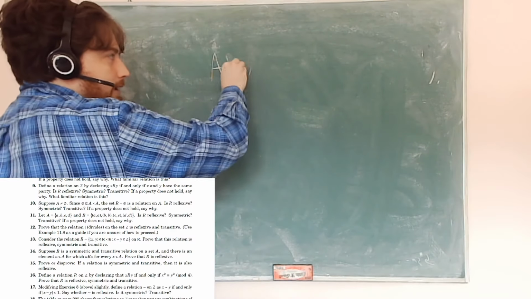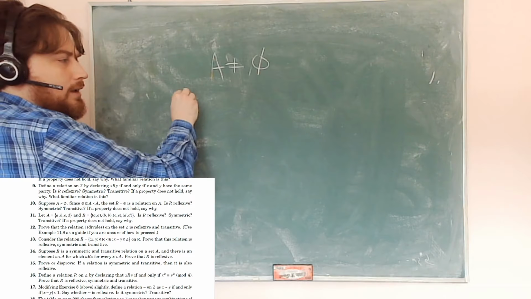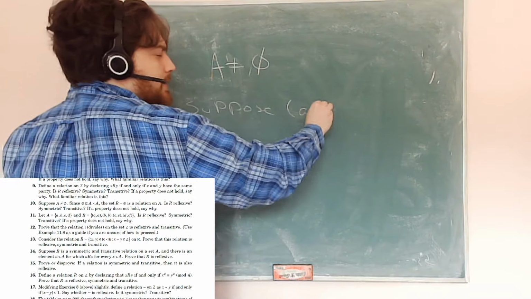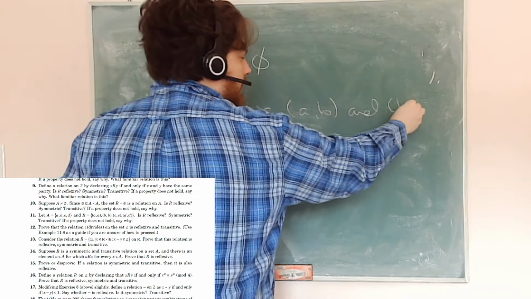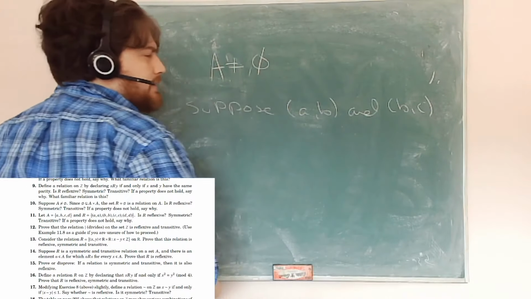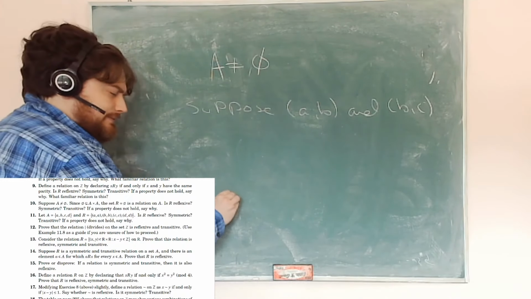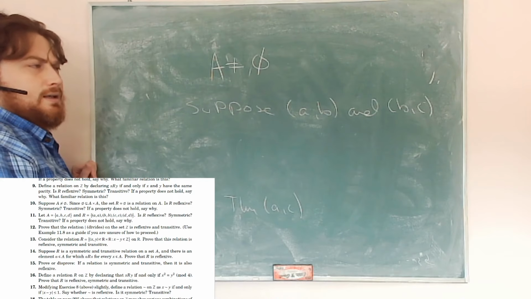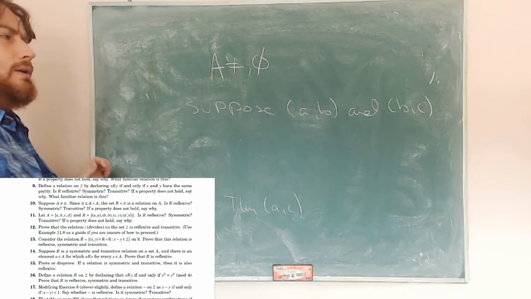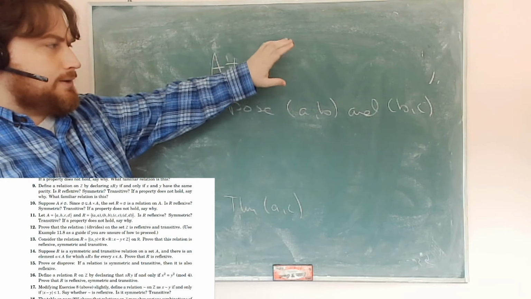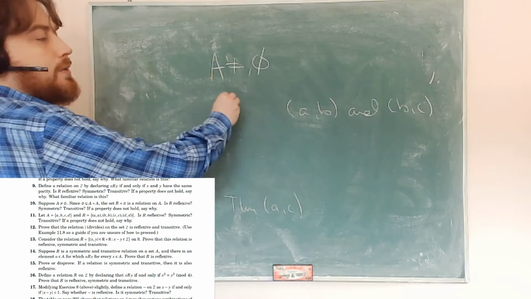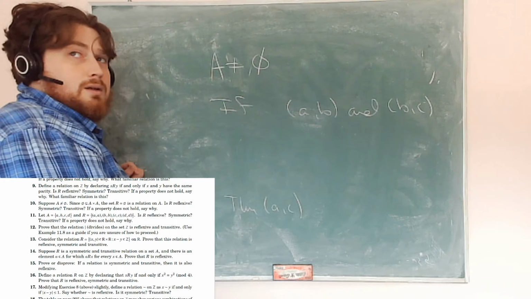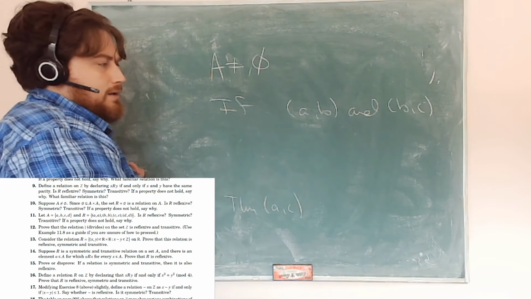All right, let's go back and say A is non-empty. Now the next thing we want to do is suppose a is related to b and b is related to c. We want to ask, is a related to c? So the point here is that this is an if-then statement. I should actually write that out. I want to show that if this is true, then this is true.